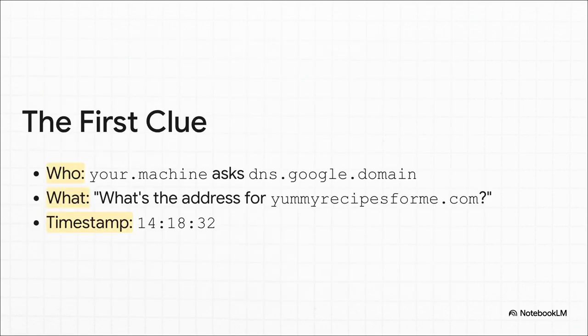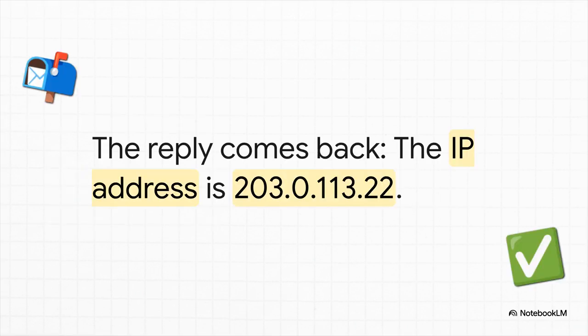Okay, so back to our log file, we can see exactly what's happening. Right here at 14:18 and 32 seconds, our computer, that's your machine, asks a public directory, in this case Google's DNS, a really simple question. It's basically saying, hey, what's the real address for yummyrecipesforme.com? And boom, just a fraction of a second later, Google's DNS server replies. It's like, got it. The address you're looking for is 203.0.113.22. Perfect. Now our computer knows exactly where to go. The investigation has officially begun.